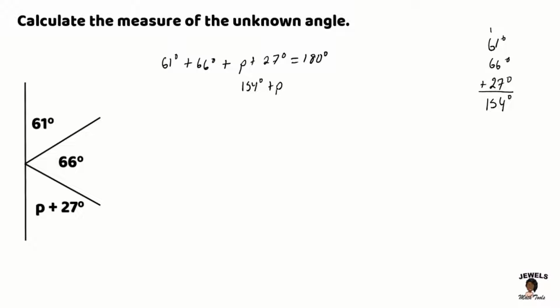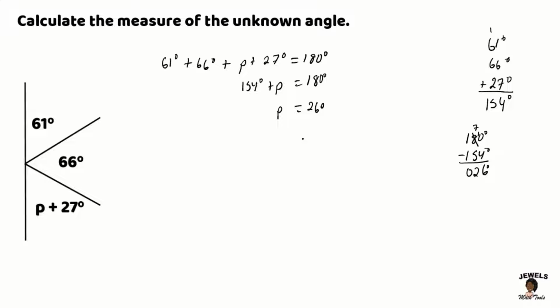And when this angle is added to P, it should equal 180 degrees. Now we're going to subtract our angles that we summed, which is 154 degrees, from our 180 degrees. 0 subtract 4, we'll borrow from 8, making it 7, changing 0 to 10. 10 subtract 4 will give us 6. 7 subtract 5 is 2, and 1 subtract 1 is 0. So we found that the measure of our unknown angle P is equal to 26 degrees.